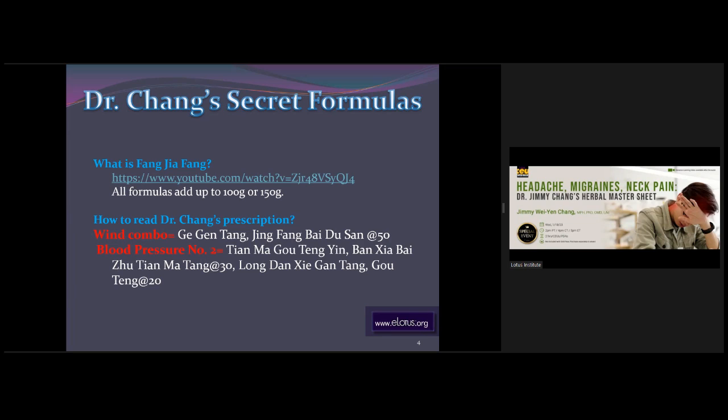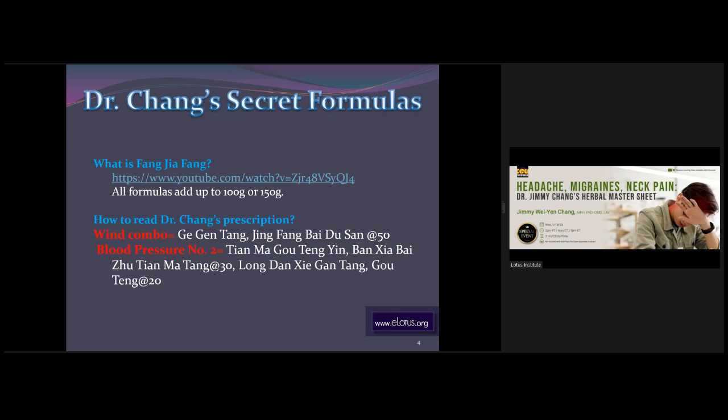All right, so how to read Dr. Chang's prescription. Looking at the slide right now, you see Win combo is Gegentang, Jingfang Baidusan, and then at 50. What this means is that both formulas are at 50%. So if it's a 100-gram formula, you're going to put 50 grams of Gegentang and then 50 grams of Jingfang Baidusan. You put it together and then you shake it up. Be sure to ask your patient to shake the bottle before consuming it. That way all the ingredients mix well together and the heavier herbs aren't just settling at the bottom.